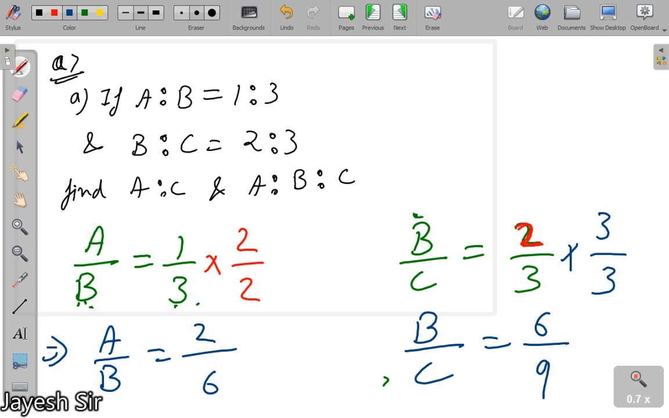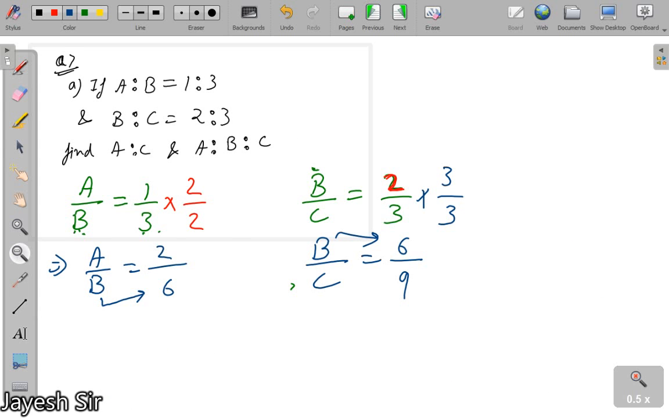So what we have accomplished? We have accomplished equivalent ratio of A and B and C. We have found out value of some equivalent ratio of A and B and C. Okay. Along with that, we have made it such that the numbers opposite to B in both the ratios are equal.